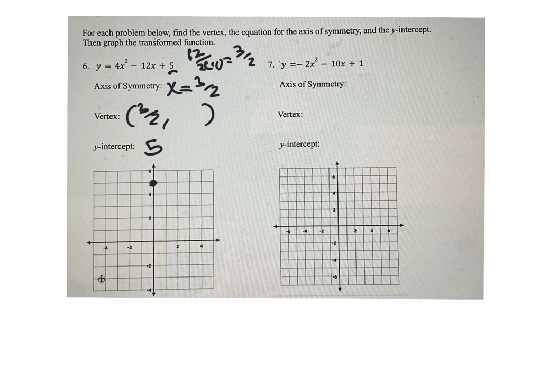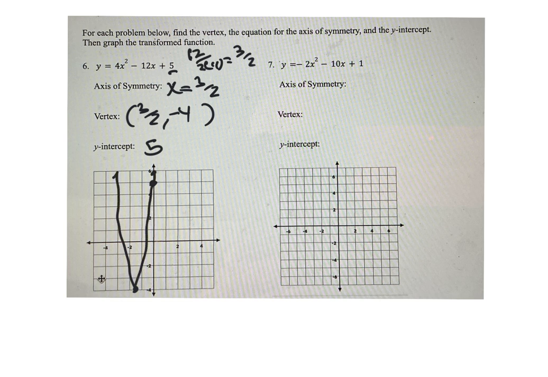I know it opens up because it's a positive 4. So I'm going to punch that 3 halves in my calculator for x and see what I get for my y. I'm getting negative 4. Okay, so I'm going to go 3 halves, 1.5, negative 4, which is down here. And so if I draw that thing, that's pretty bad. It's going to look like that.